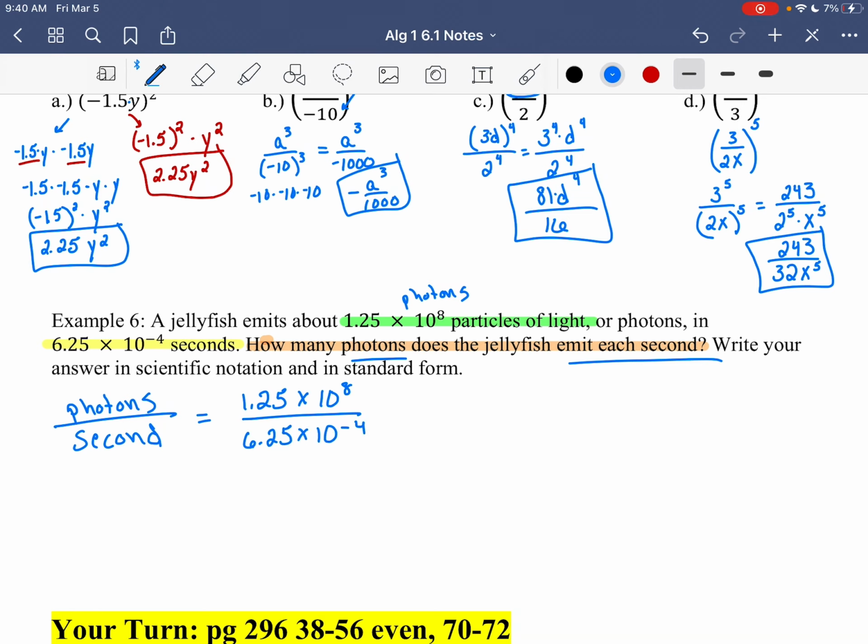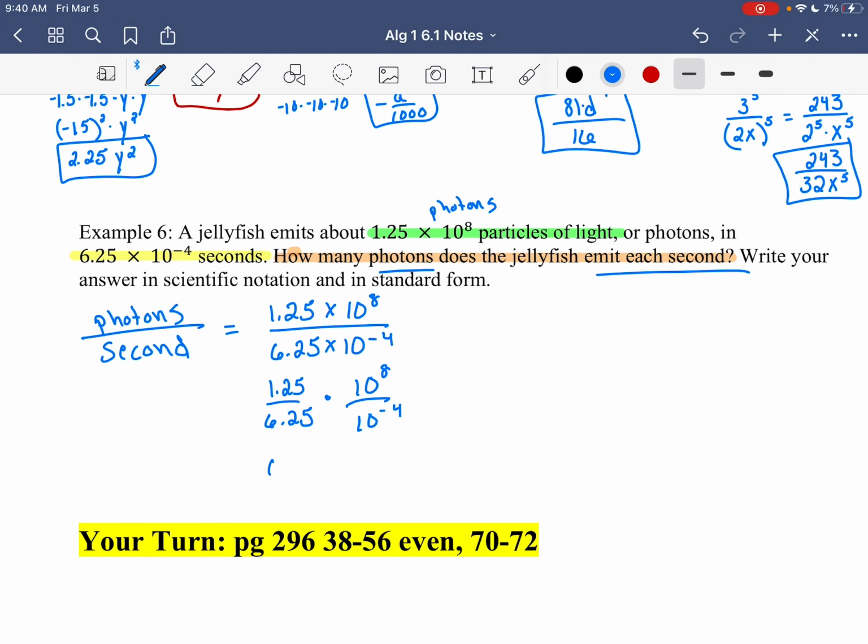You might think like, well, this is just a calculator problem. Not really. I can use my exponent rules to simplify this up a bit. So I can take the 1.25 divided by the 6.25 times 10 to the 8th divided by 10 to the negative 4. So the only calculator bit I have to do is take the 1.25 divided by 6.25. That's 0.2. And then I can use my subtraction rules. This has the same base. They're both base 10. So I subtract the exponent. So it'd be times 10 to the 8 minus a negative 4. So it's 8 minus a negative 4, which would be 0.2 times 10 to the 12th.